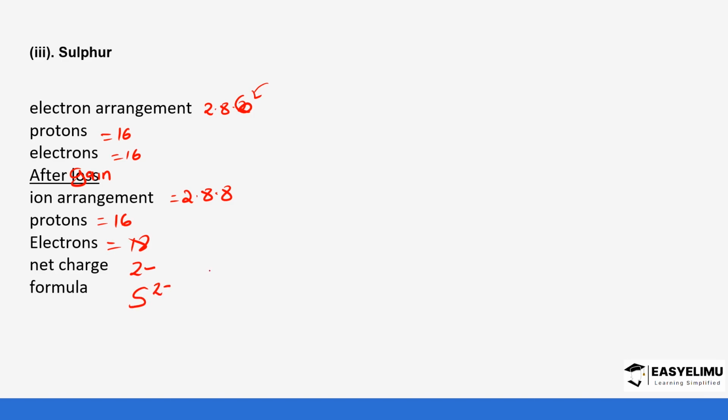If we were to draw this into a dot and cross, it will be S, and then the first shell will occupy 2 electrons. The second shell will occupy 8 electrons.